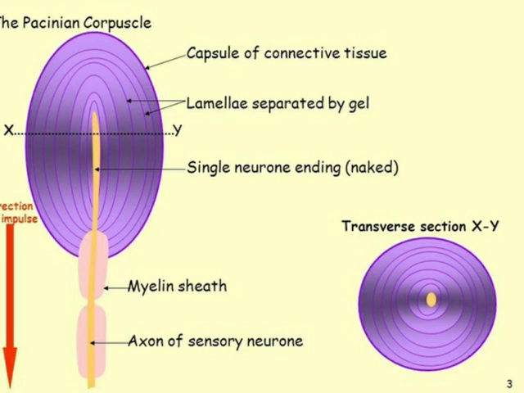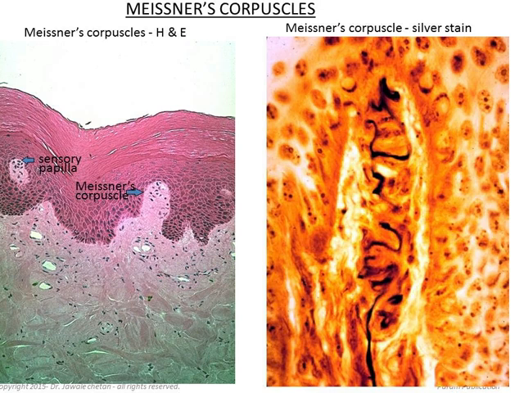Pacinian corpuscles are pressure receptors. They are found in connective tissues of skin, especially skin that has great sensitivity such as the fingertips, in the hypodermis, and in general in connective tissue throughout the body.